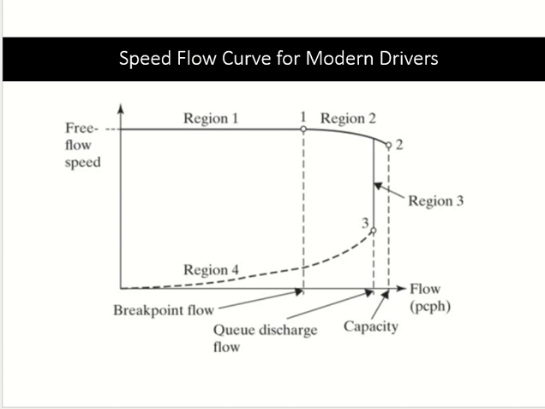So what happens when flow increases? Drivers do not immediately reduce their speed. When flow increases, they see more cars around them. They do not immediately reduce their speed. They will maintain the same speed even if the spacing is less, because they think they can manage.